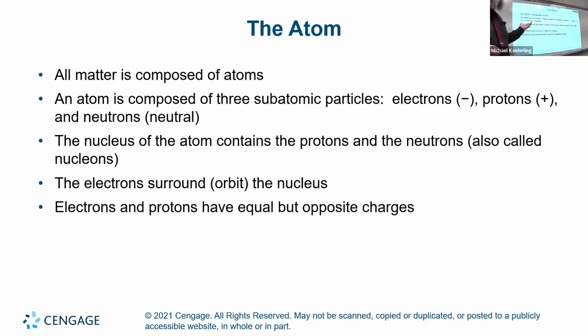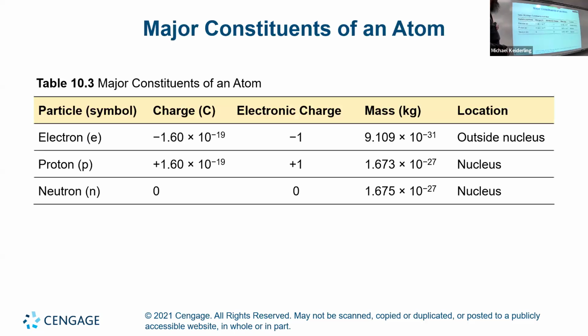But today we're going to talk about the nucleus, the middle, the major constituents of an atom. The electron has a charge of minus 1.6 times 10 to the minus 19. The proton has a charge of plus 1.6 times 10 to the minus 19. You know, minus 1 and plus 1 in the quanta of charge, the base units. And you'll notice that the proton and the neutron are about the same mass, and the electron is much smaller. It's about a 2,000th of the mass of a proton or a neutron.